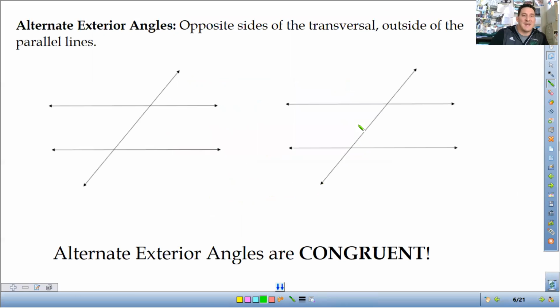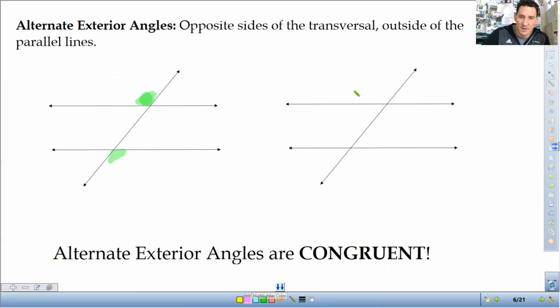Anyway, alternate exterior angles. So angles on opposite sides of the transversal, outside of the parallel lines. Alternate exterior, there's two sets here. This angle and then this angle down here would be alternate exterior angles. So top left and bottom right, alternate exterior. So on the exterior, alternate sides of the transversal all the way outside.